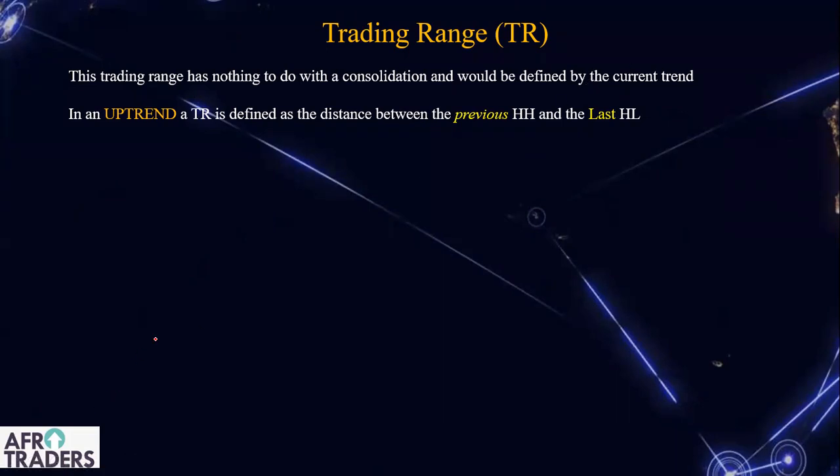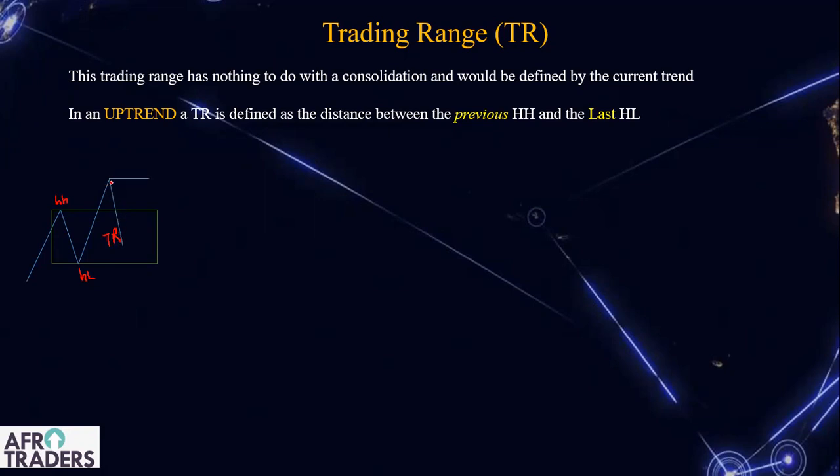All right. So now, if you have an uptrend, we have a higher high, a higher low. Price trades above the previous higher high, giving us a new higher high. So the distance between this previous higher high and this higher low is the trading range. So this is our trading range. You have a higher high and then a higher low, and in between is the trading range.